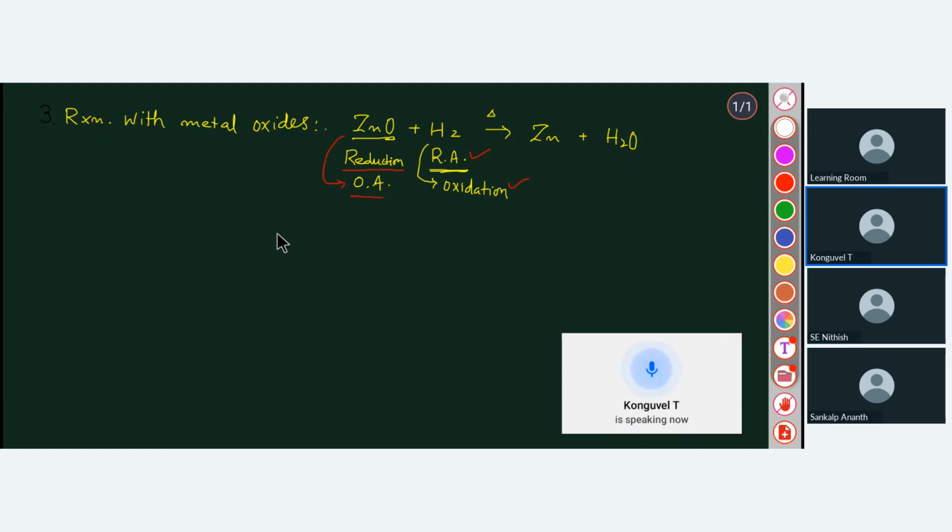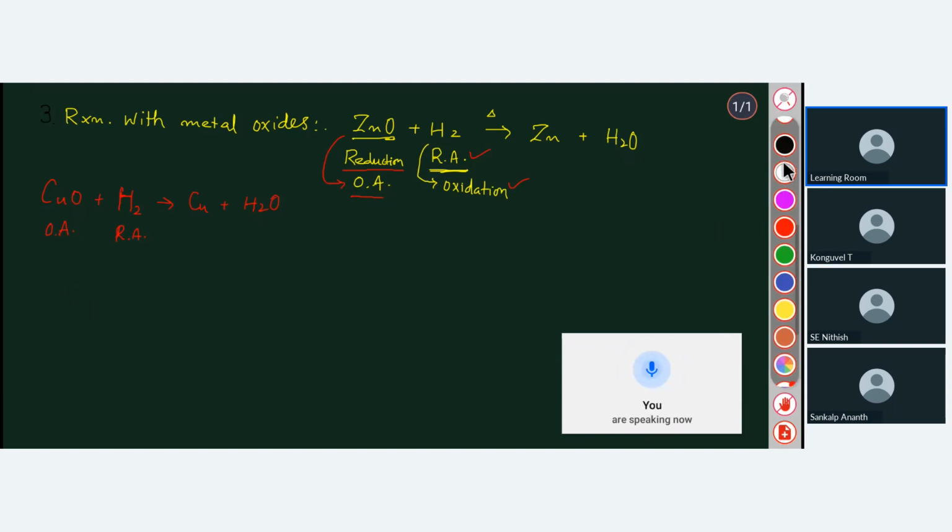So I hope that now you can tell me the products in these reactions. For example, let's say I'm having copper oxide and I'm treating it with hydrogen. It will give you copper plus water. Exactly. So can you tell me here which is the oxidizing agent and which is the reducing agent? Copper oxide is the oxidizing agent and hydrogen is the reducing agent. Exactly.